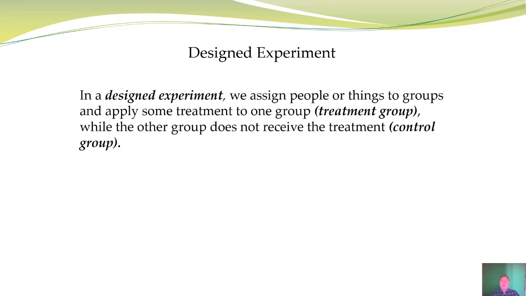Now we're going to talk about designed experiments. In a designed experiment, we assign people or things to groups and apply some treatment to one group, called the treatment group, while the other group does not receive the treatment. We call this the control group.